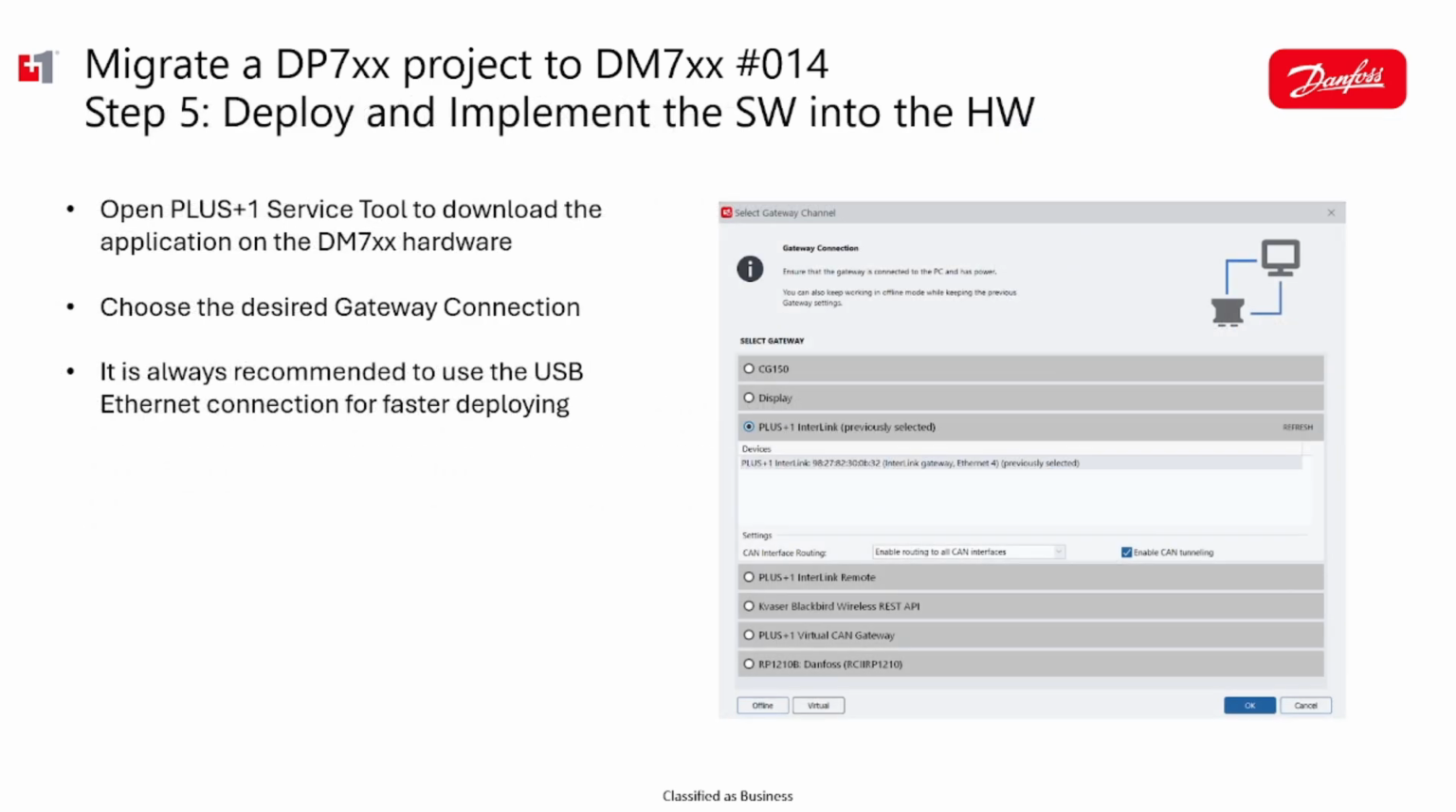Step 5. Download and test on DM7. After compiling the project without errors, we are ready to download the programmed application into the hardware using Danfoss PLUS+1 service tool. Choose the gateway based on which one you are using. It is always recommended to use the USB Ethernet cable for faster deploying.